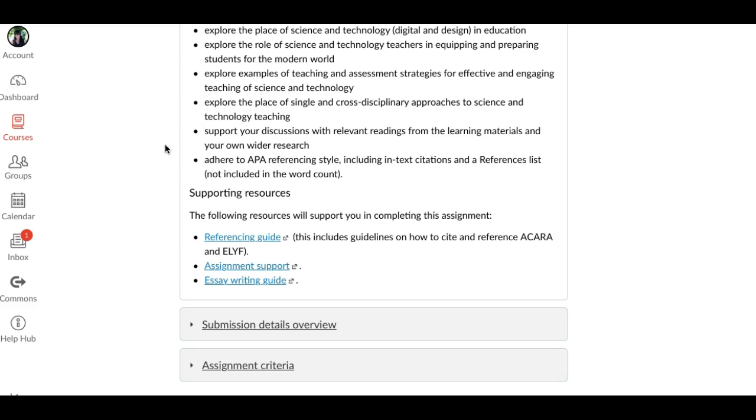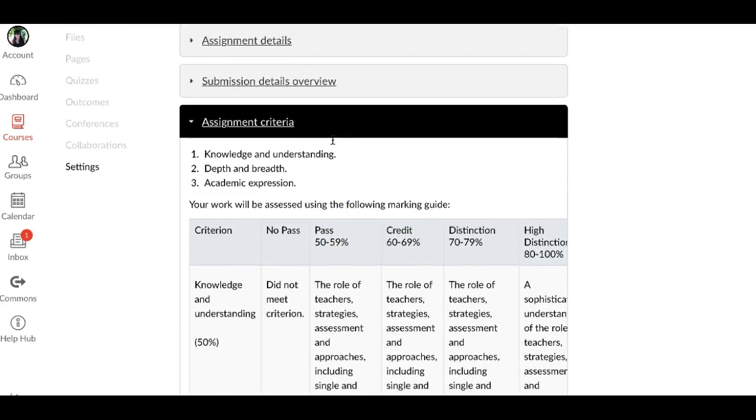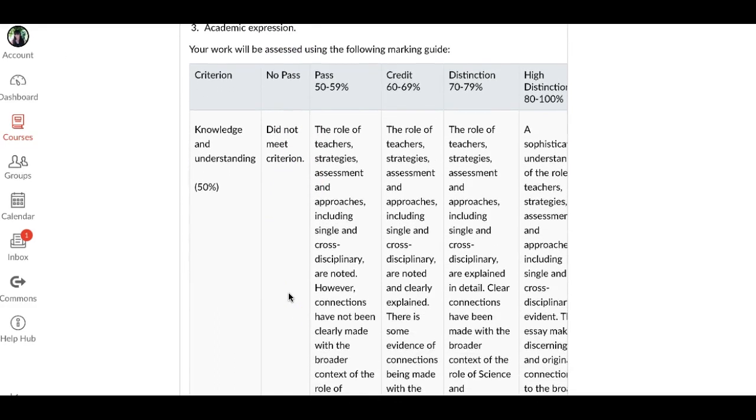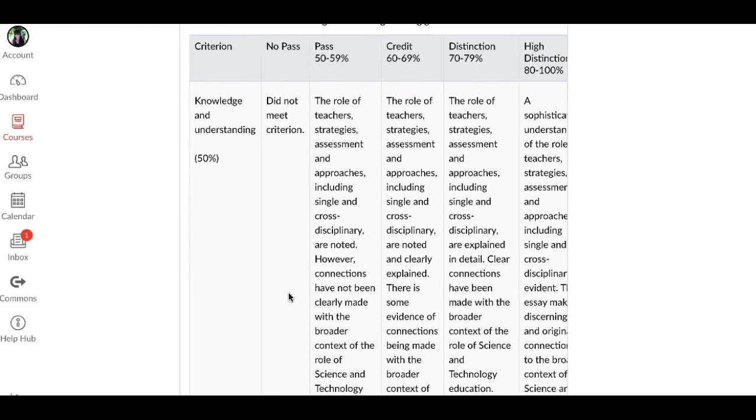So you just need to make sure all the body paragraphs explicitly cover off the elements in criteria 1, which I should actually quickly go through here. So there's 3 criteria: knowledge and understanding, depth and breadth, academic expression. So, knowledge and understanding. The role of teachers, strategies and assessment approaches, including single and cross-disciplinary, are noted. So you must discuss these. This could be woven through, or it could be a standalone area.